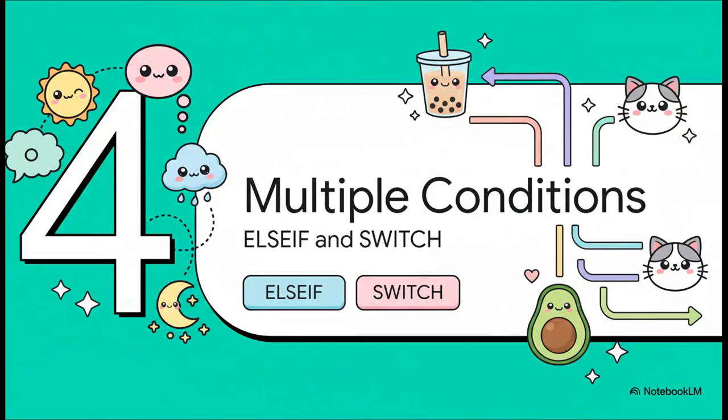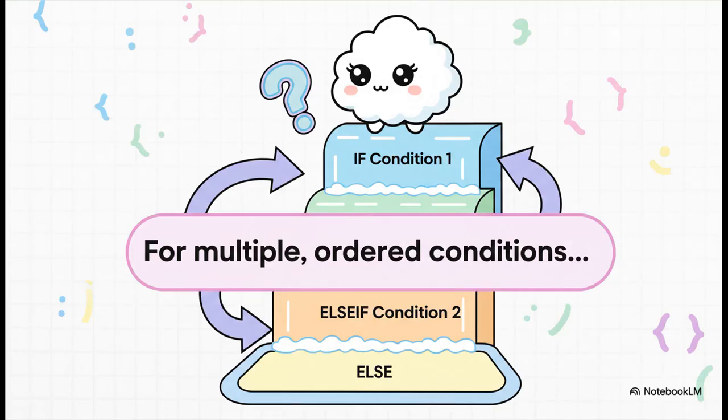Okay, so we're leveling up. We can handle a simple choice, and we can handle a 2-way choice. But real life is messy, right? What about more complex situations where there are tons of possible outcomes? For that, we've got a couple of fantastic tools, elseif and switch. Let's kick things off with if elseif else.